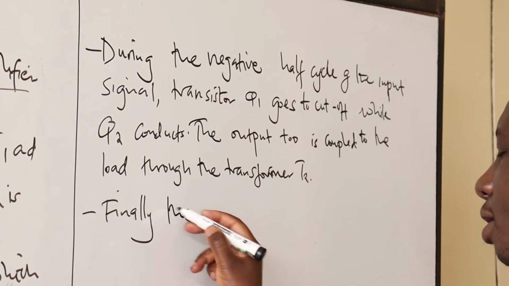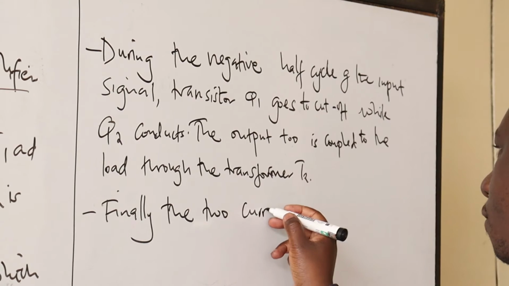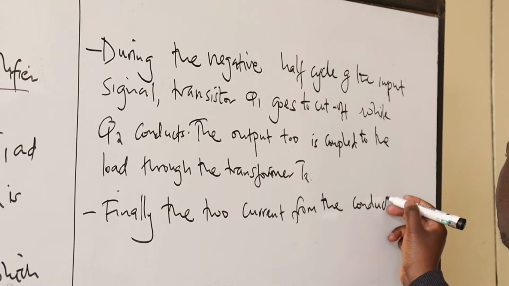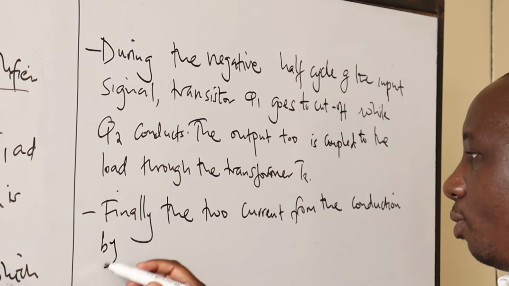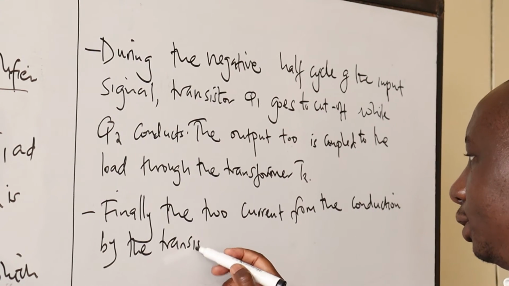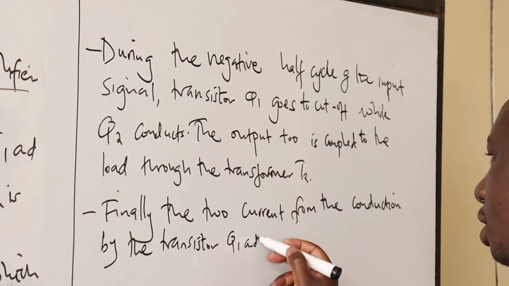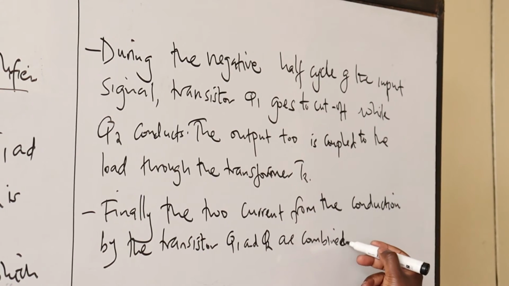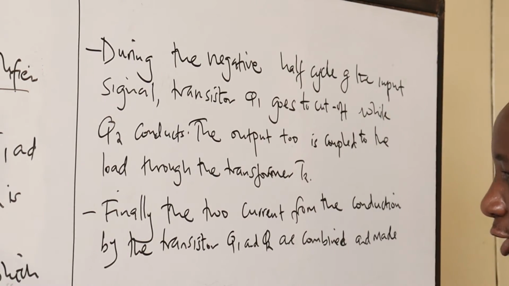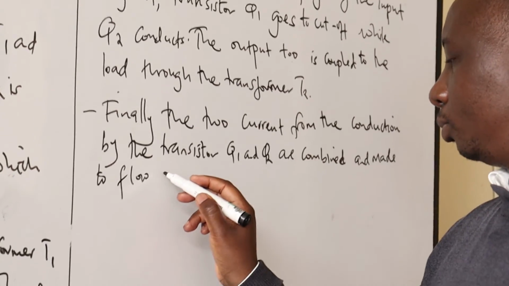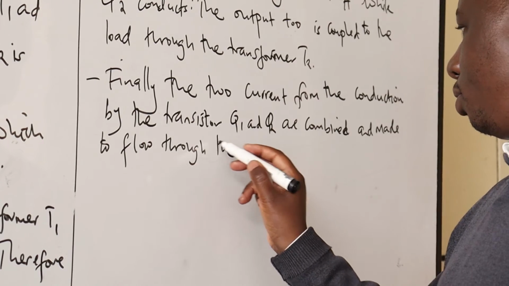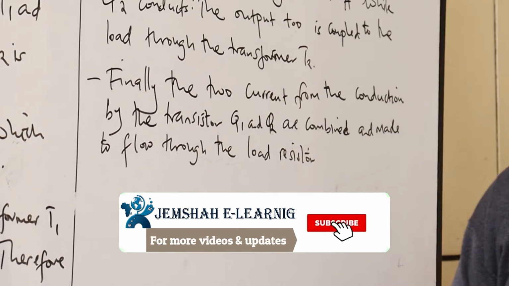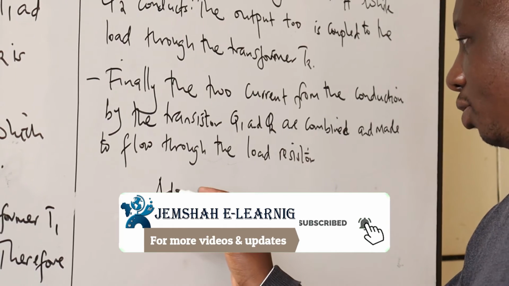Finally, the two currents from the conduction by the transistors Q1 and Q2 are combined and made to flow through the load resistor. So we can have advantages of class B push-pull.